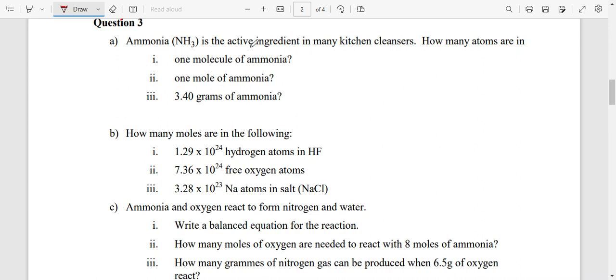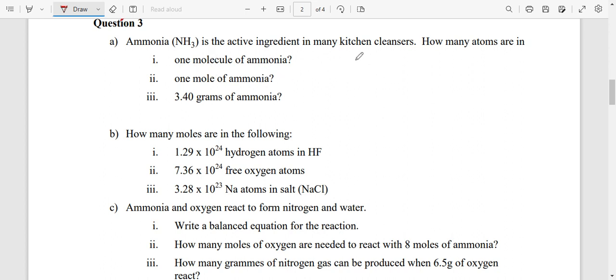Question 3. Ammonia is the active ingredient in many kitchen cleansers. How many atoms are in one molecule of ammonia? Remember, what we want to find is how many atoms are in one molecule. This is also a bit of a trick.